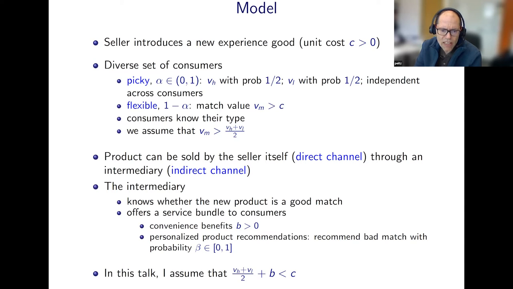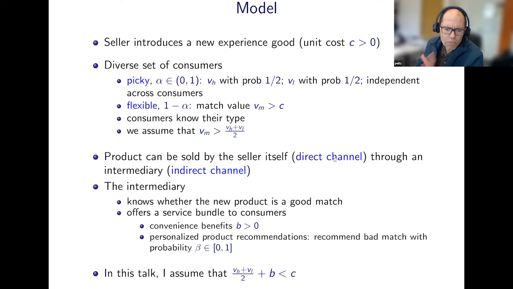It's easy to see that the intermediary will always recommend a good match. So the probability of recommending a good match is one, and therefore the only variable we need here is beta, which is the probability that a bad match is recommended. So when a picky consumer actually has VL, which the picky consumer doesn't know but the intermediary knows, the intermediary can decide to recommend the product to this picky consumer, even though it knows that the valuation is VL, and can do so with any positive probability between 0 and 1.